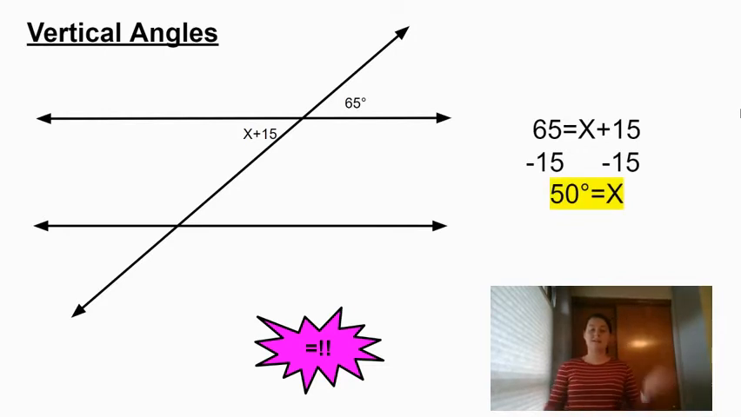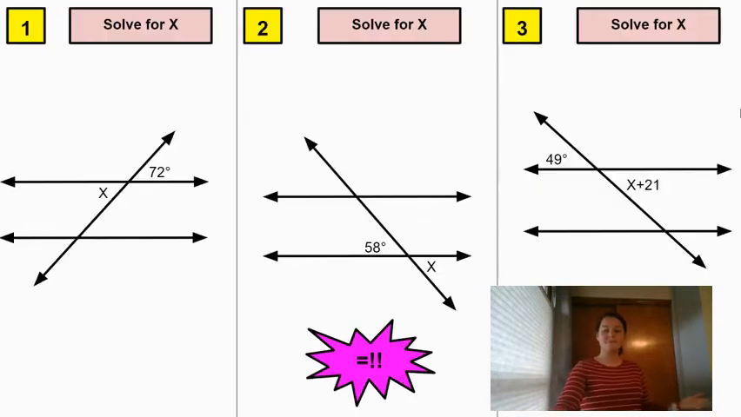So let's recap a little bit. We know that they equal each other, so we set them equal to each other. Regardless of what each angle says, you will set them equal to each other if angles are congruent. So vertical angles are congruent. So we set 65 degrees and x plus 15 equal to each other. And then we solve from there to get x.